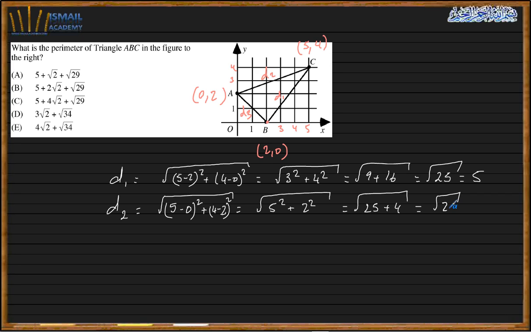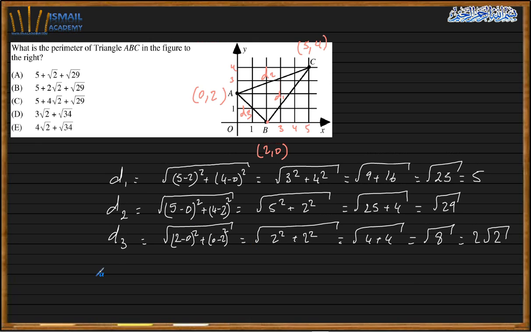So d3 will be the square root of 2 squared plus 2 squared, which is 2 square root of 2. Then the perimeter is d1 plus d2 plus d3.